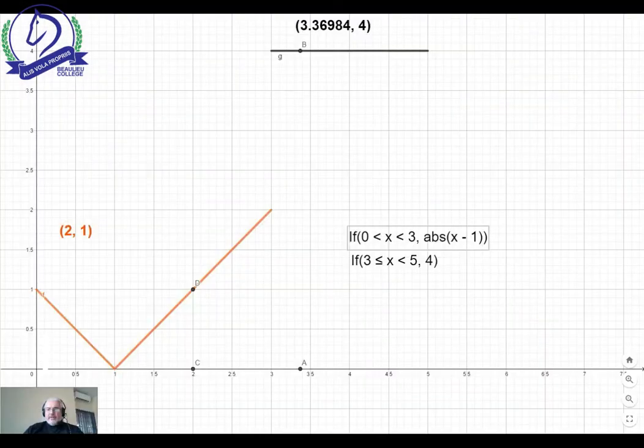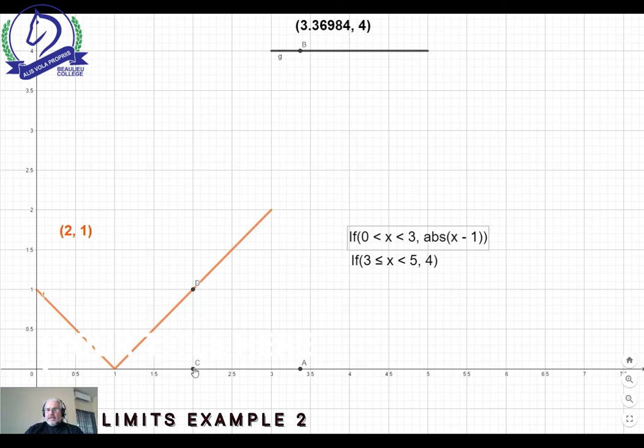Here we have a second example. Now we have a function that is split in the following way. If x is between 0 and 3, the function has the form of the absolute value of x minus 1. And if the function is defined for values bigger than 3, in this case I define it between 3 and 5, then the function has a value of 4. Again, I'm just going to look at the limits from both sides.